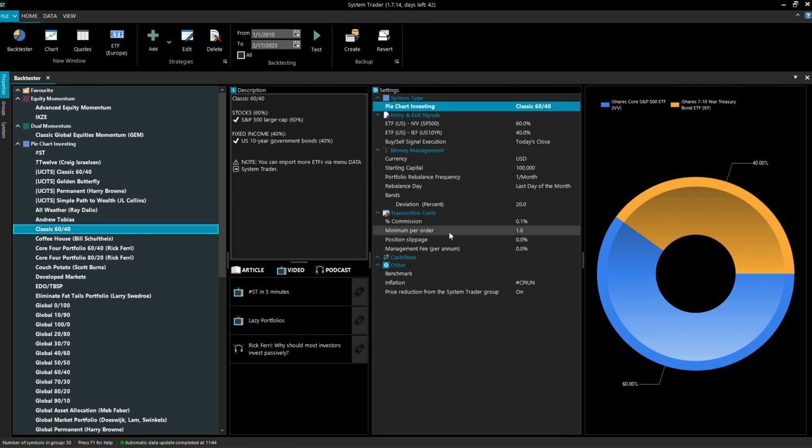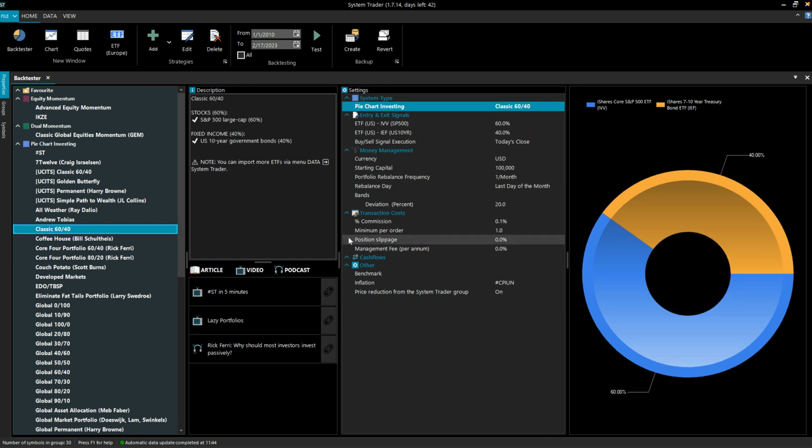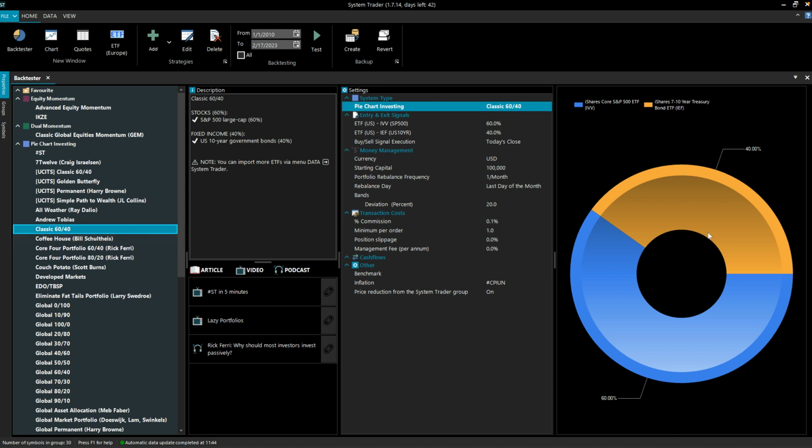And here is the main screen. Before I start building our portfolio, let me explain in a few sentences what the passive portfolio is. Here we can see on the screen a simple classic 60-40 portfolio, which is constructed of 60% stocks and 40% bonds.